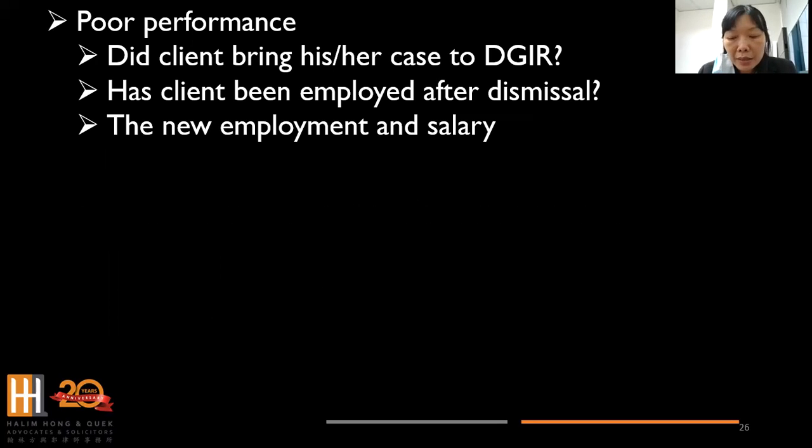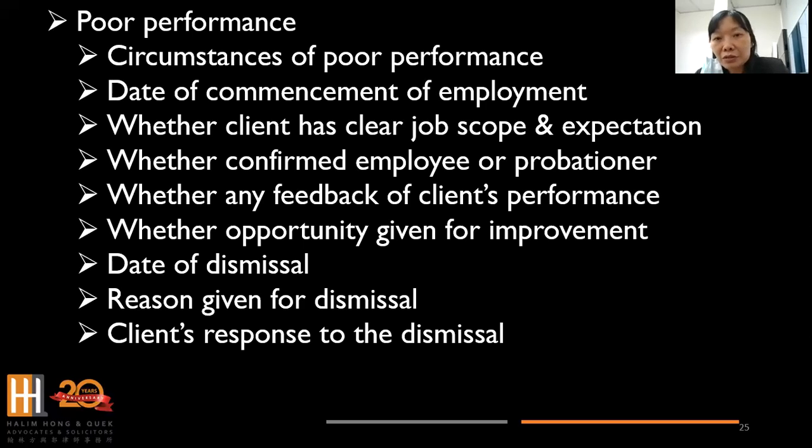So for poor performance, this sounds easy, but in between you need to get quite a lot of other information. The circumstances of the poor performance: whether there is an email, whether there is a complaint from management or from staff or colleagues, any email or any letter, black and white evidence. All of these are very important. You need to get these documents from the client as well. So that's for poor performance.